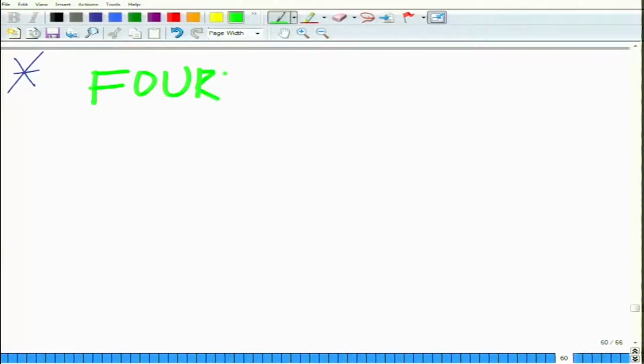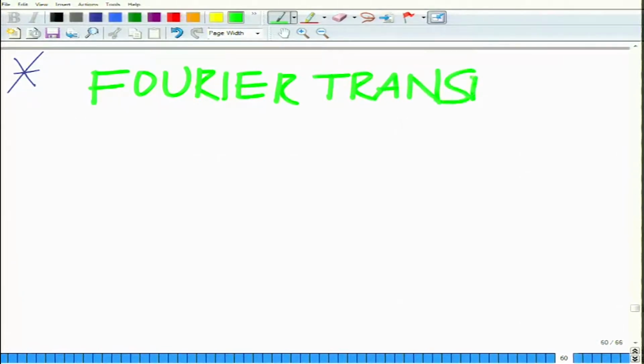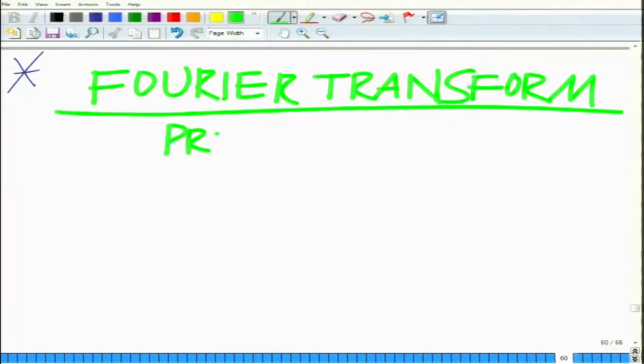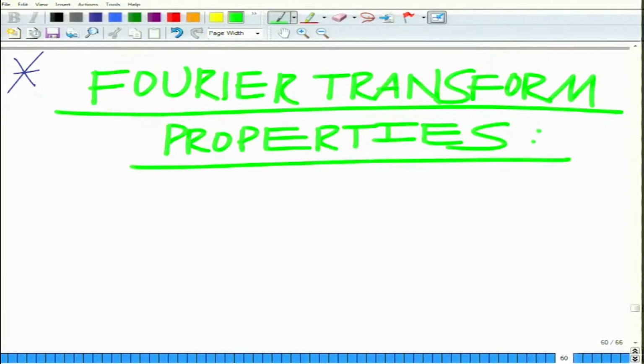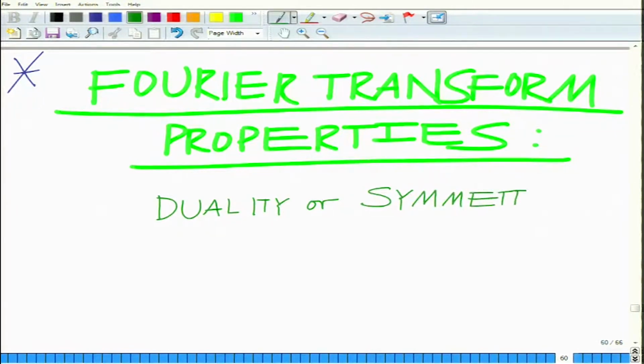on the properties of the Fourier transform, and let us look at another property which is known as the duality, or what is also known as the symmetry property of the Fourier transform.